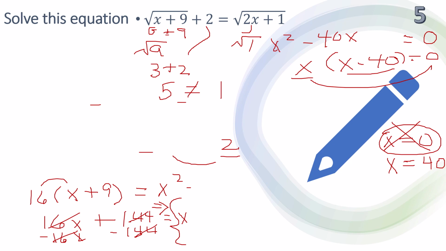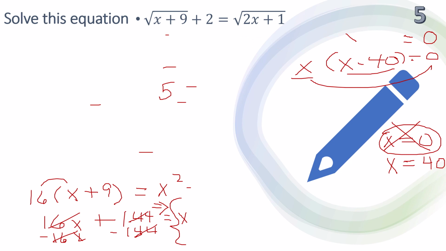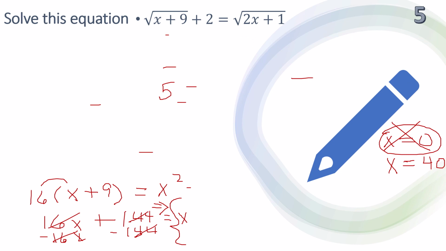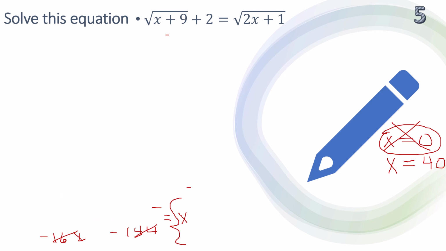And when you put 40 in, let me erase that, or it's going to get too messy to tell what we're doing. The only thing that we have left to do here is check that solution. Clear up the board. And put a 40 plus 9 under the radical.